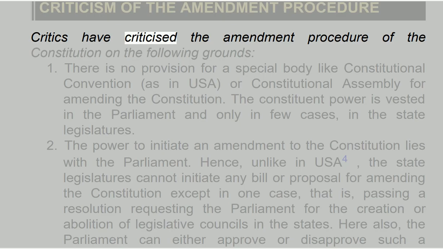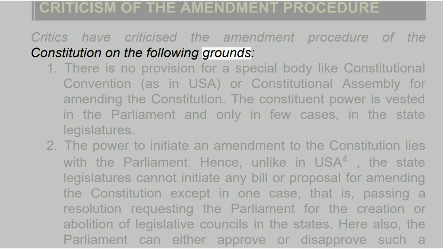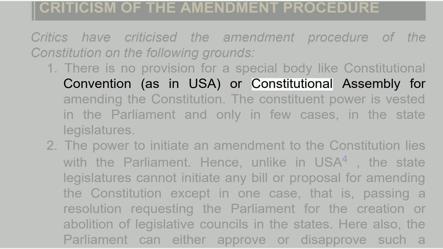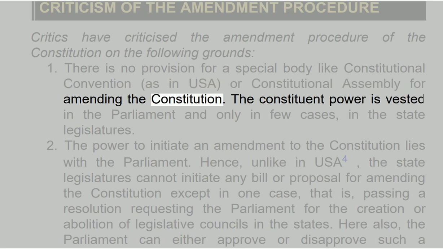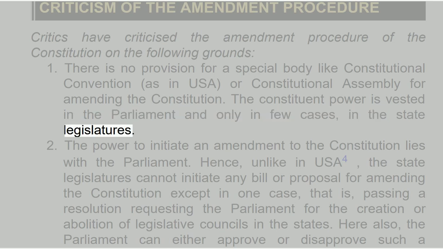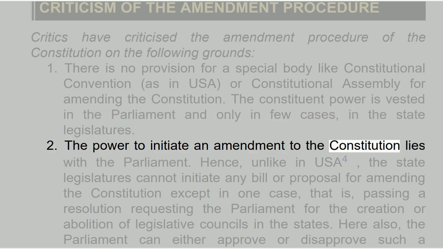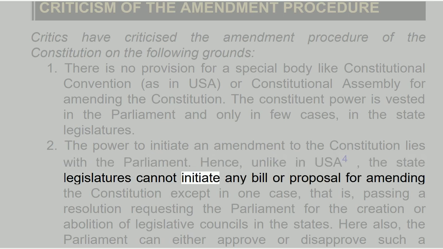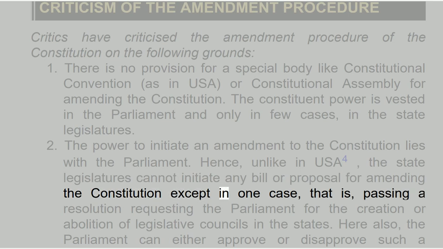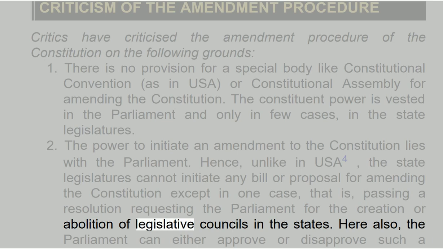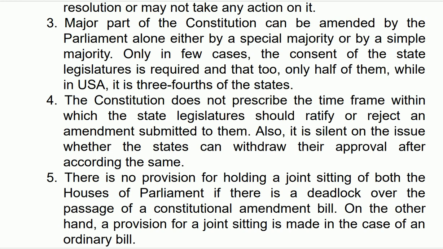Criticism of the amendment procedure. Critics have criticized the amendment procedure of the Constitution on the following grounds. 1. There is no provision for a special body like Constitutional Convention, as in USA, or Constituent Assembly for amending the Constitution. The constituent power is vested in the Parliament and only in few cases, in the state legislatures. 2. The power to initiate an amendment to the Constitution lies with the Parliament. Hence, unlike in USA, the state legislatures cannot initiate any bill or proposal for amending the Constitution except in one case, that is, passing a resolution requesting the Parliament for the creation or abolition of legislative councils in the states.